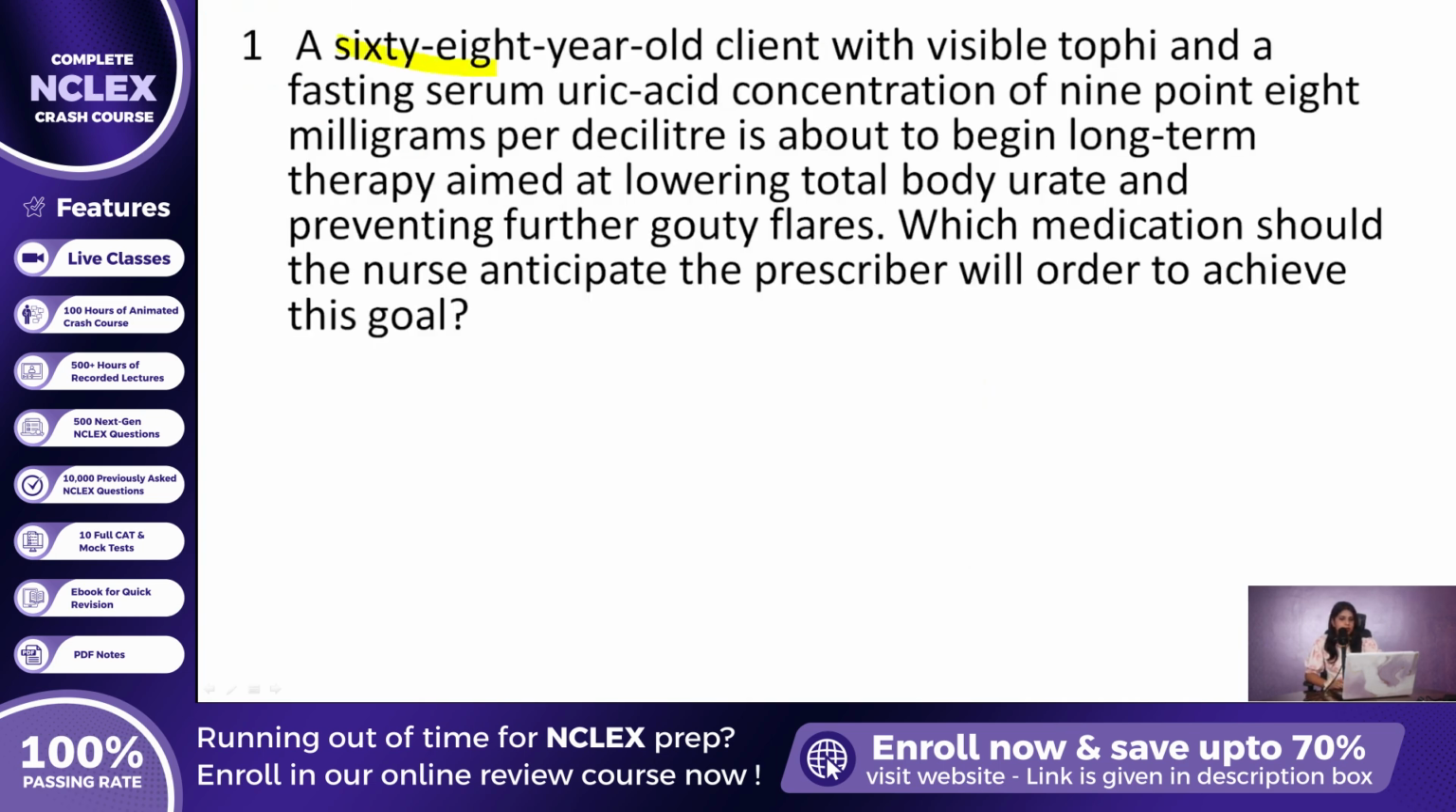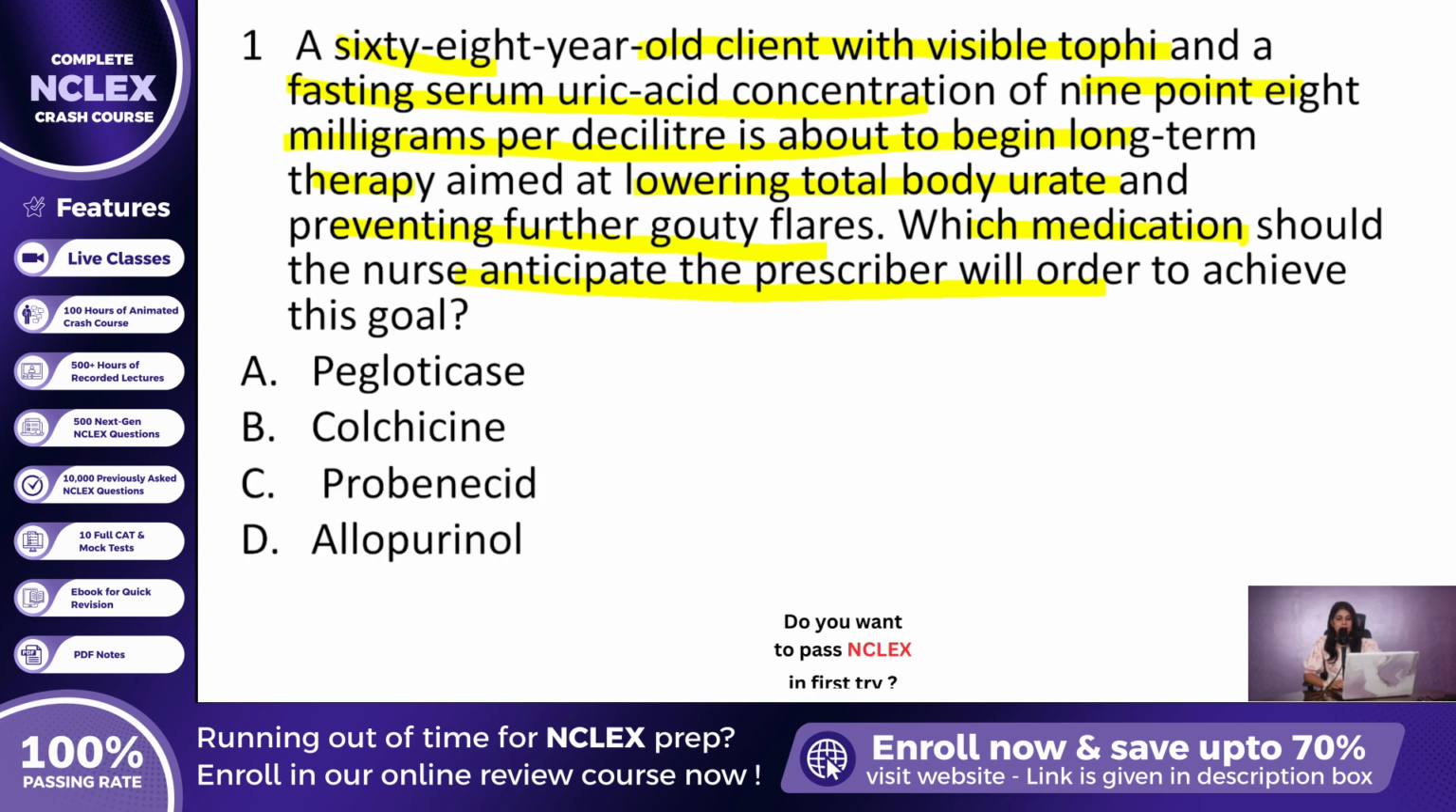A 68-year-old client with visible tophi and a fasting serum uric acid concentration of 9.8 milligrams per deciliter is about to begin long-term therapy aimed at lowering total body urate and preventing further gouty flares. Which medication should the nurse anticipate the prescriber will order to achieve this goal? Picture the medication cart and weigh these possibilities. Option A, pegloticase. Option B, colchicine. Option C, probenecid. Option D, allopurinol. Time to lock in your answer.